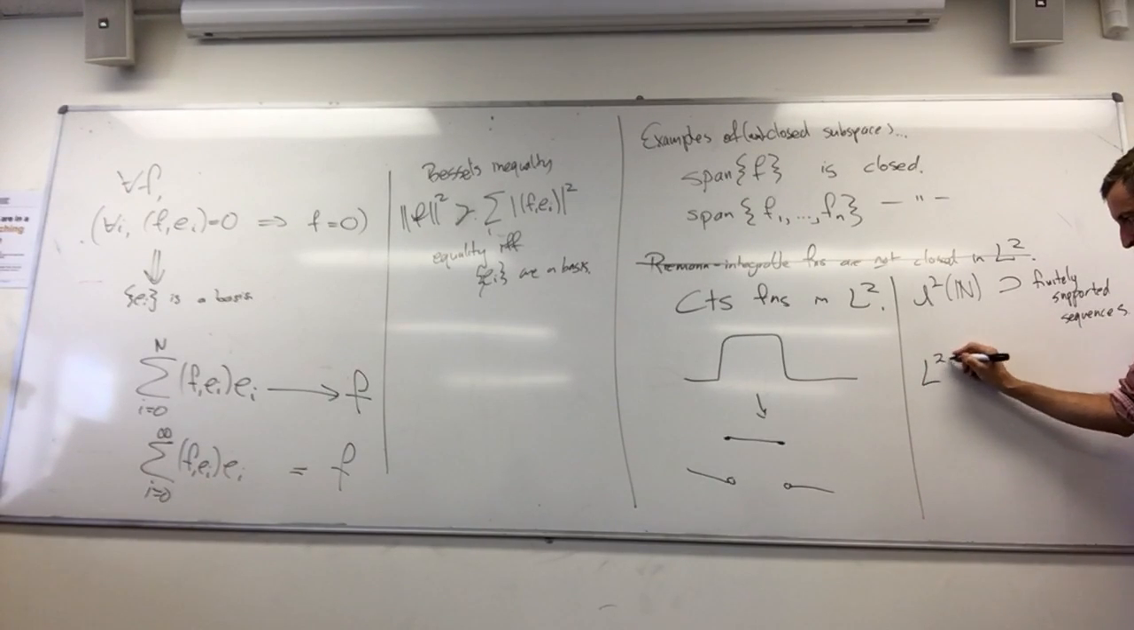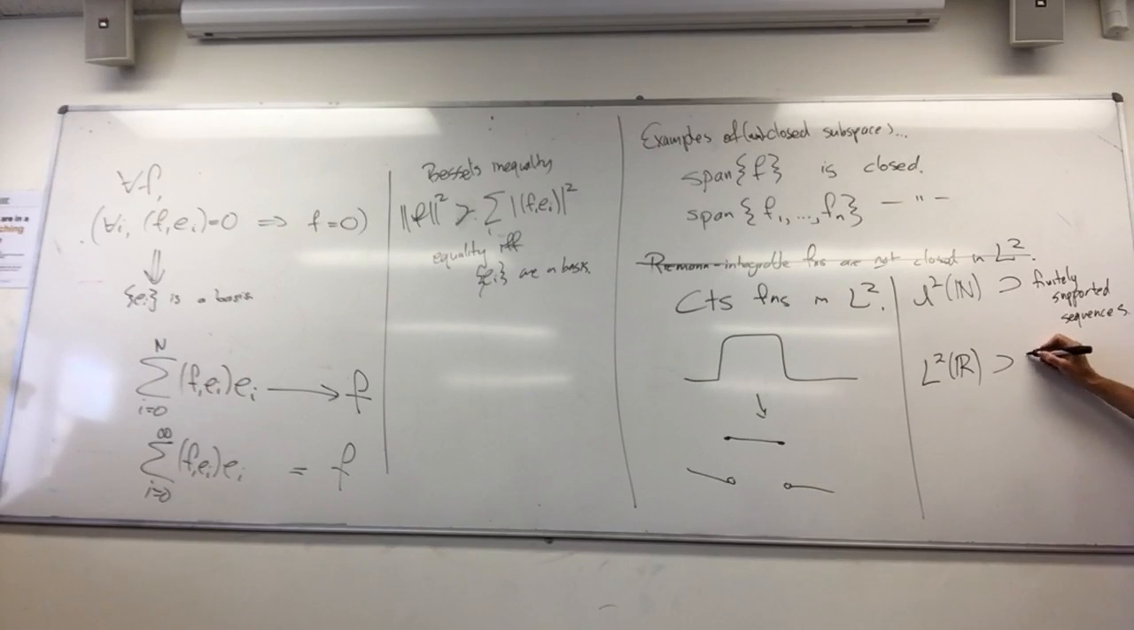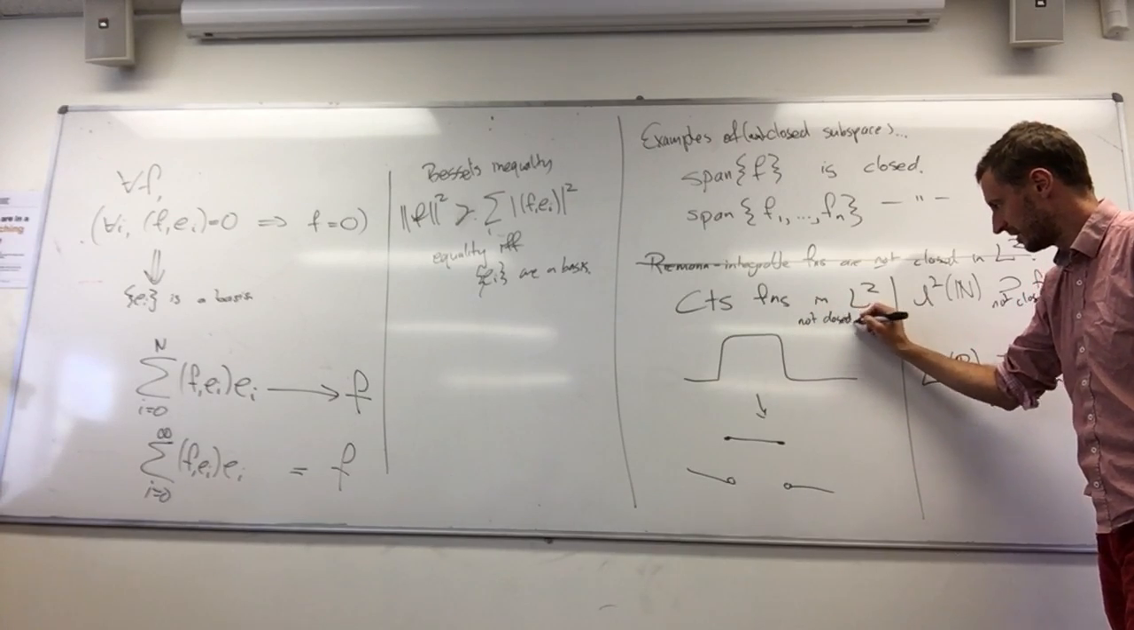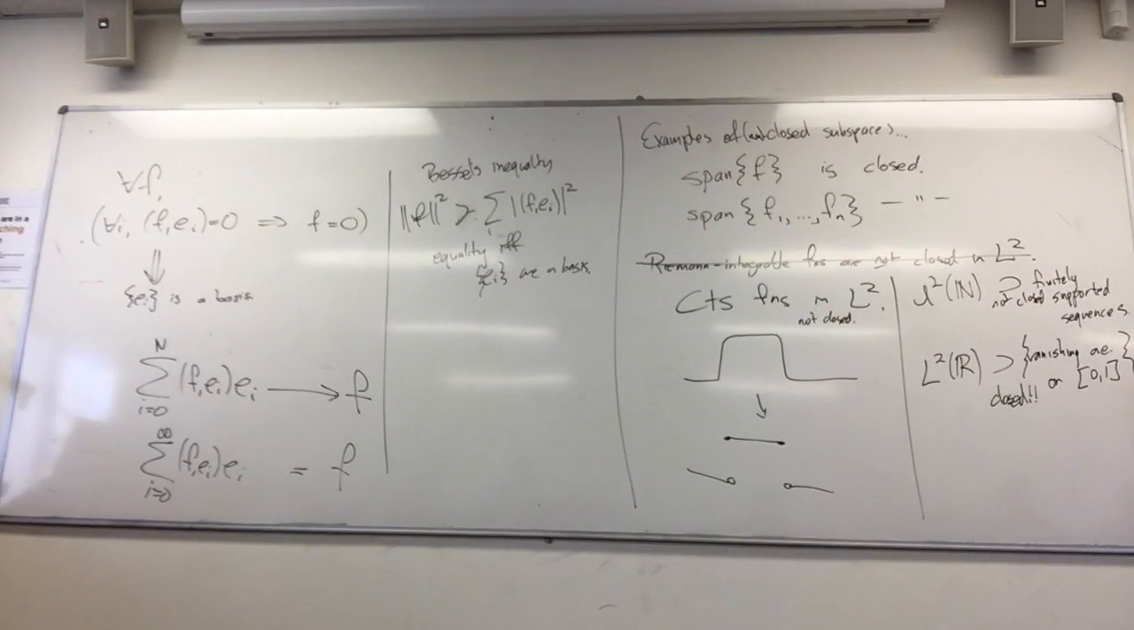Maybe another example: you can take L2 of R, and in that you could take functions vanishing almost everywhere, say on some set like 0, 1. That's an infinite dimensional subspace of this. Well, this is infinite dimensional as well. That condition is closed under the vector space operations. But this one is closed. Sorry, what am I doing? This one is closed for once. This wasn't closed. This is an example of an L2 closed subspace.